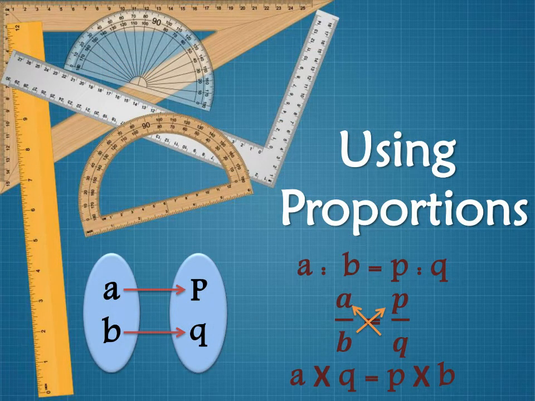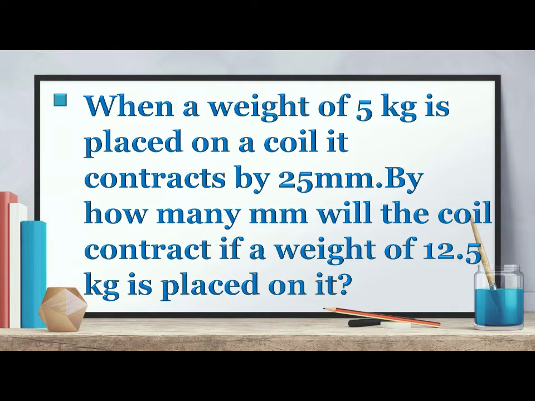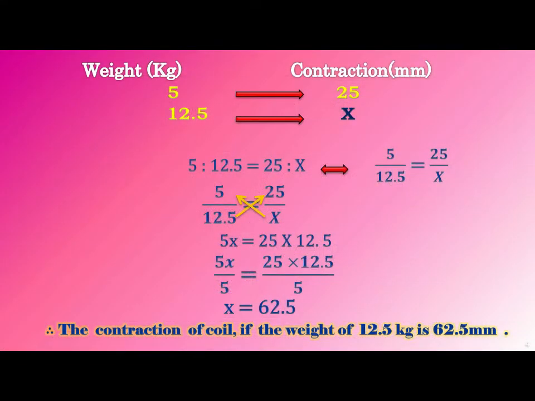Now children, we will go to our second method related to direct proportions. Right, our second method is using proportions. See the example here. When a weight of 5 kilograms is placed on a coil, it contracts by 25 millimeters. By how many millimeters will the coil contract if a weight of 12.5 kilograms is placed on it? What are the two different quantities here? The weight in kilograms and the other one is contraction in millimeters.